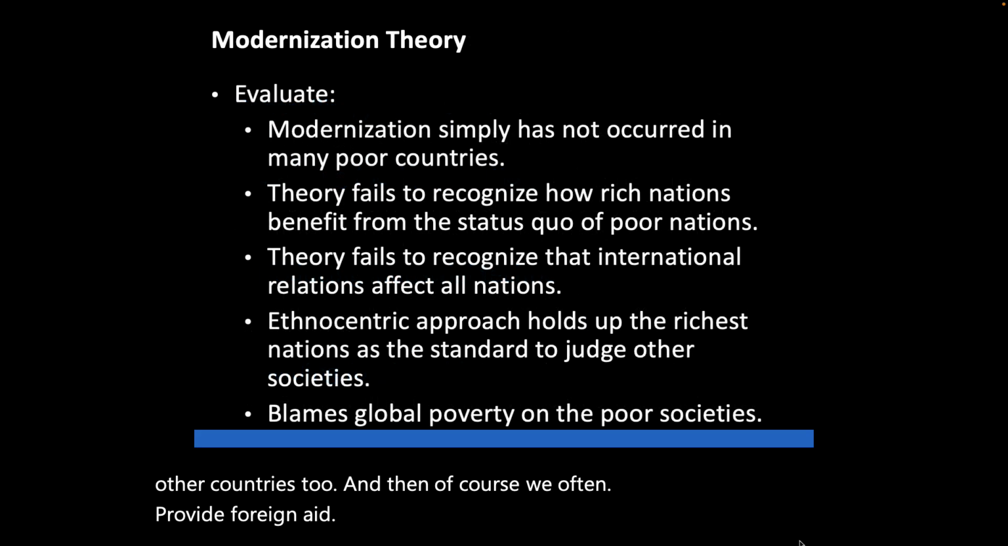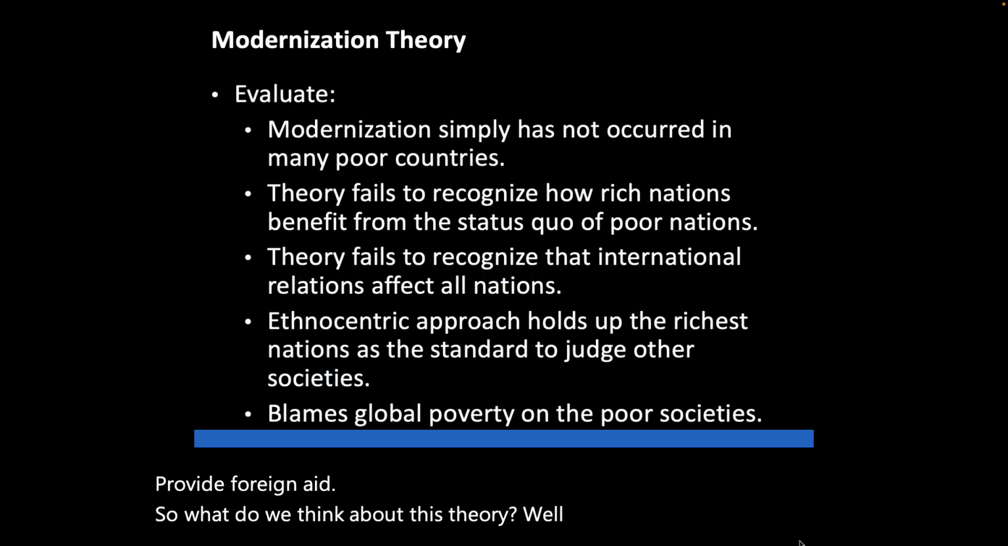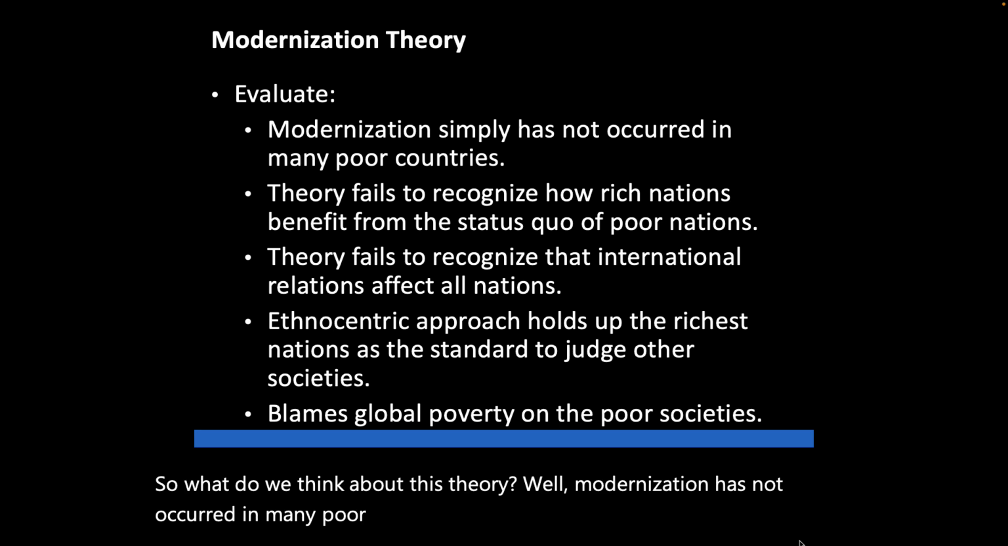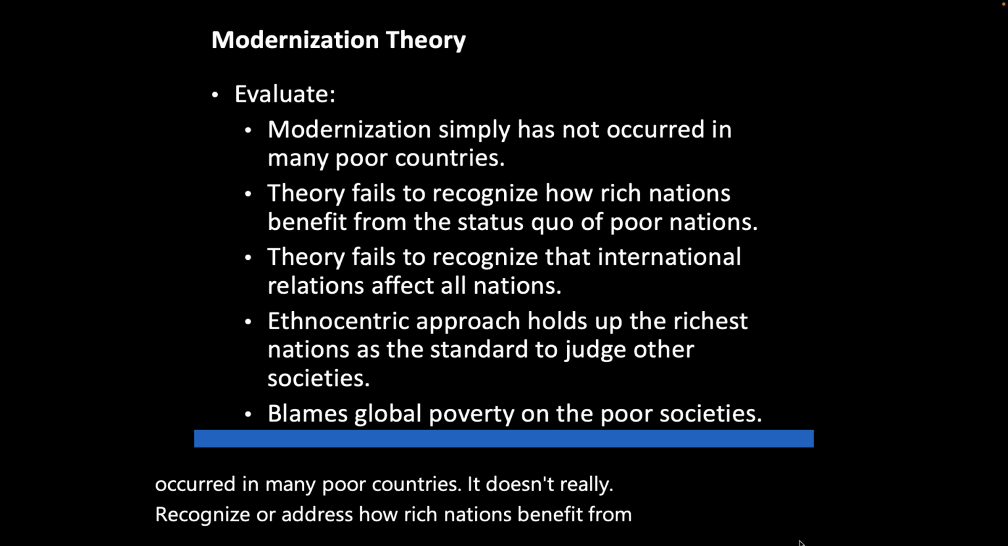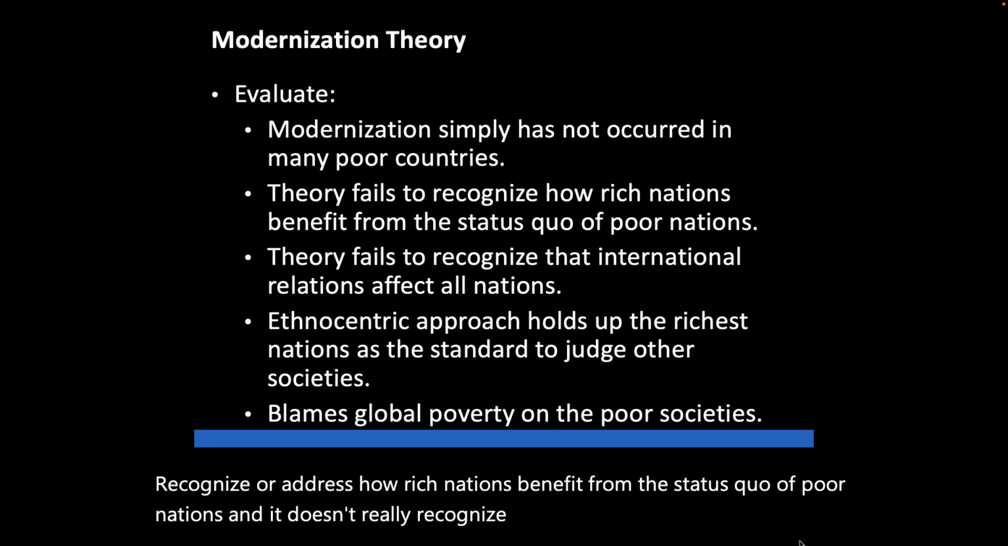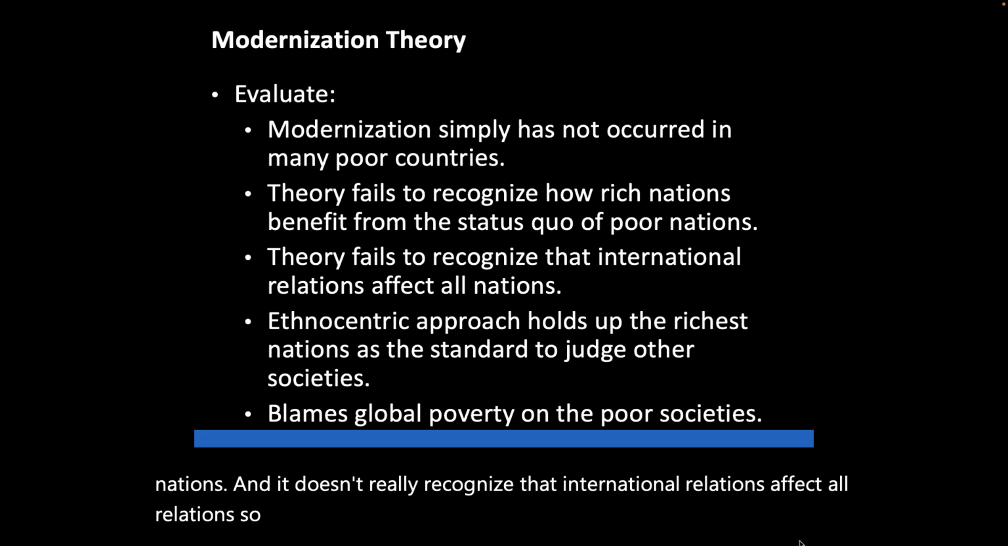So what do we think about this theory? Well, modernization has not occurred in many poor countries. It doesn't really recognize or address how rich nations benefit from the status quo of poor nations. And it doesn't really recognize that international relations affect all relations. So our relationship with one country affects other countries.